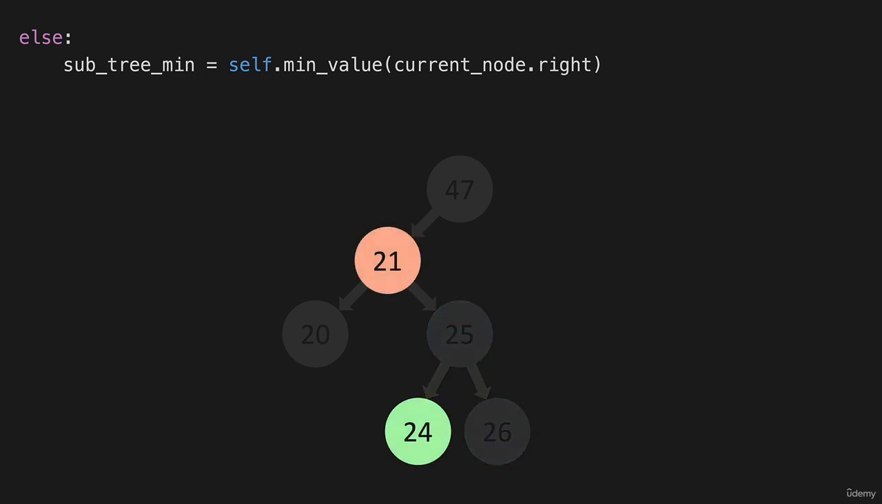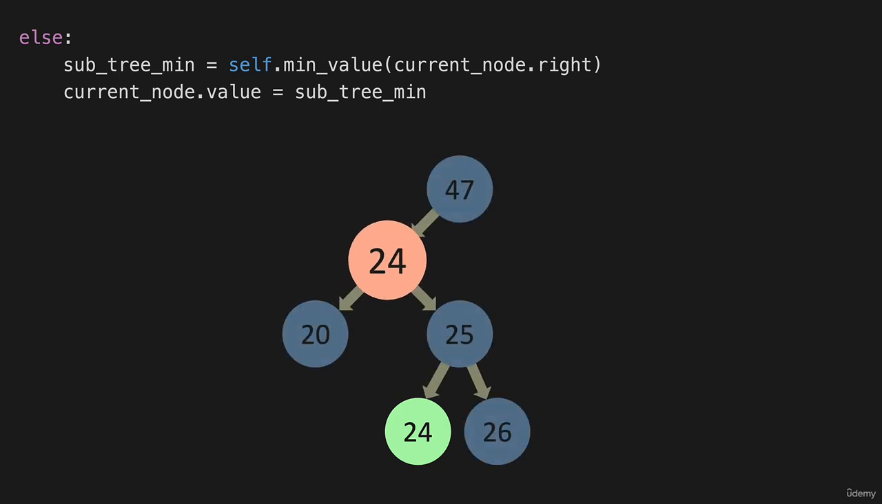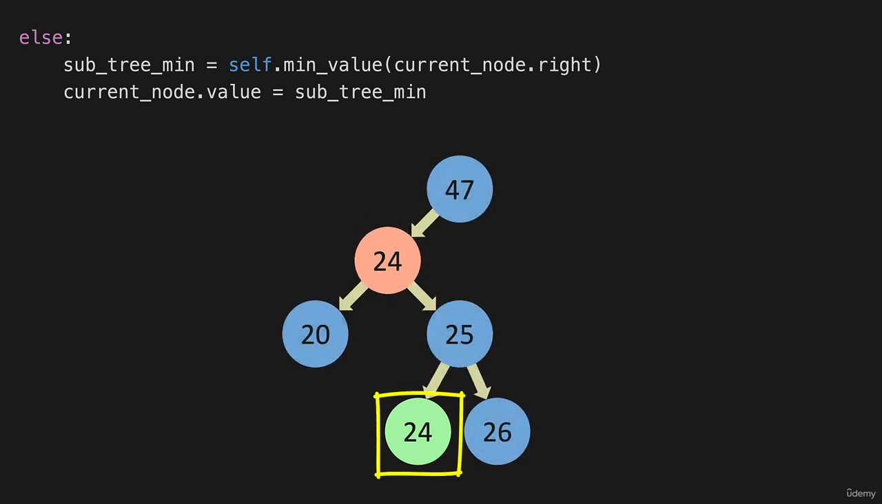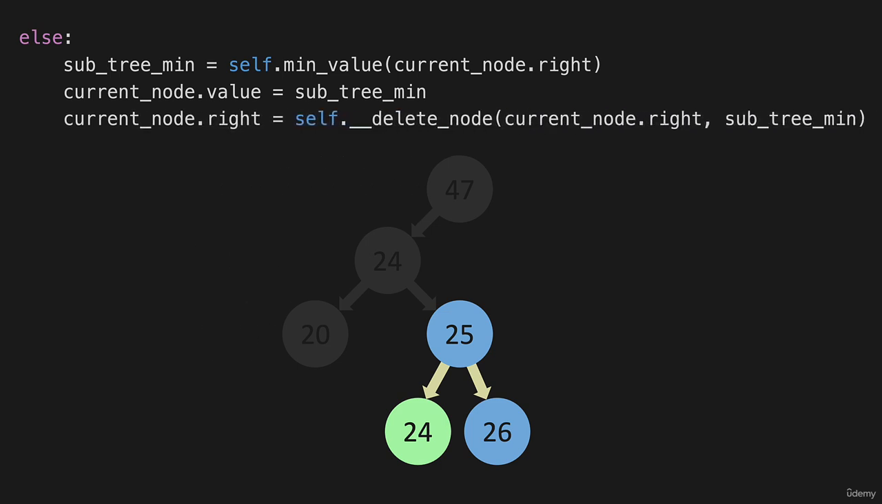Now the next step is to take that 21 node and change its value to 24. So we'll say current node.value equals subtree min, and that will change that value to 24. And now we just have one more step. We need to take that 24 at the bottom and delete it. And in order to do that, we need to traverse through this subtree. And in order to do this, we need to traverse to the right.